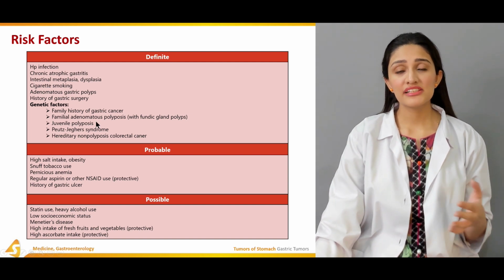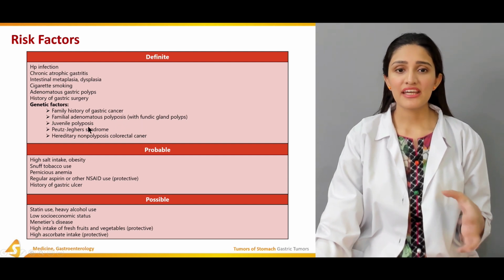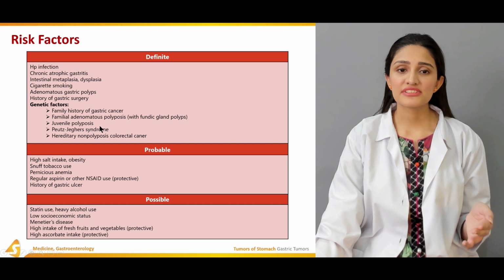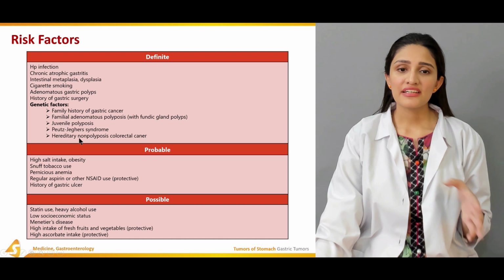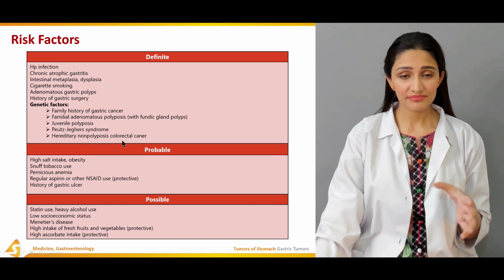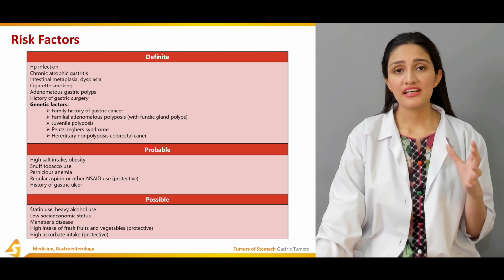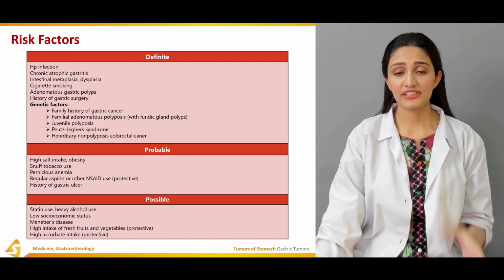Other than that, familial adenomatous polyps, more specifically the fundic gland polyps, and then different polyposis syndromes such as juvenile polyposis, Peutz-Jeghers syndrome, and hereditary non-polyposis colorectal cancer. So these are the definite risk factors regarding the development of gastric cancer.